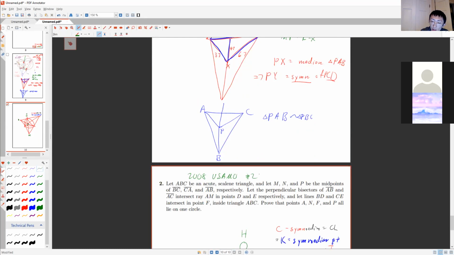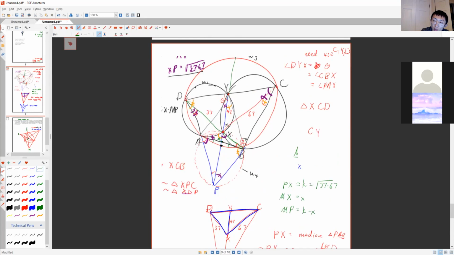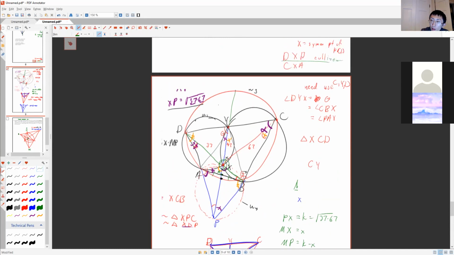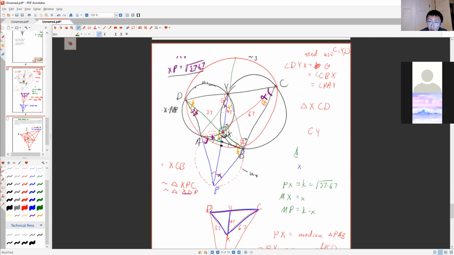If you know the configuration from this problem, then I'm pretty sure you can conclude that this point X is the symmedian point of triangle PBC, like what I wrote here. The US AMO problem was proposed by Zuming. Okay. Yeah, I don't know. I remember reading the thread for that problem and looking at a lot of the solutions for that problem.